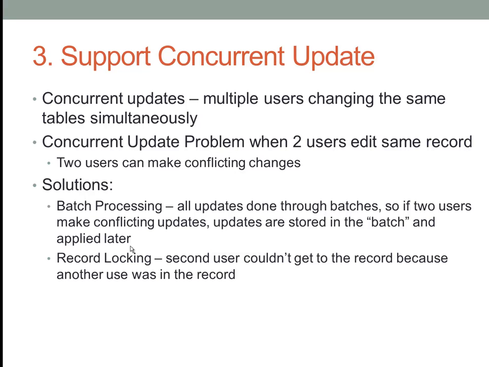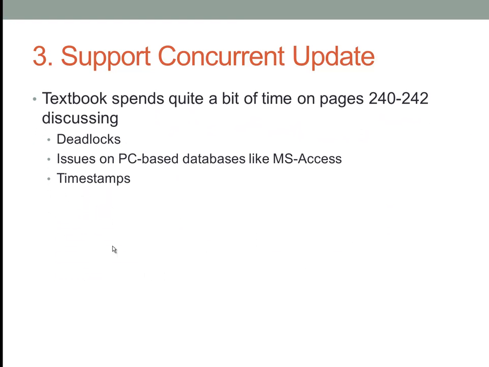Now, she may have received a message that said it was locked. She may have received a message that said it was locked by Susie and specifically told her who had the data locked, so that she could contact Susie and try to figure out why Susie was in the record. But the point is it would not have allowed the second user to get to the data because somebody else already had that record on her screen. I think overall that's probably the more common solution that you're going to see throughout your use when you're working with databases.